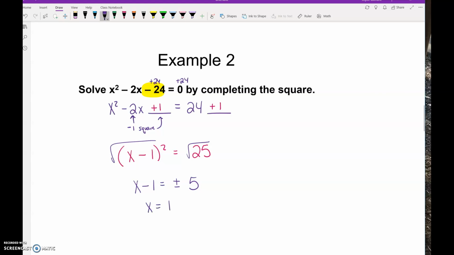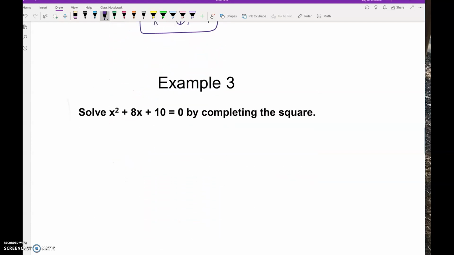Add 1. So our solutions are 1 plus 5, 6, and 1 minus 5, negative 4. Now, is it always going to work out perfectly where we end up with a number over here that's a perfect square? Of course not.